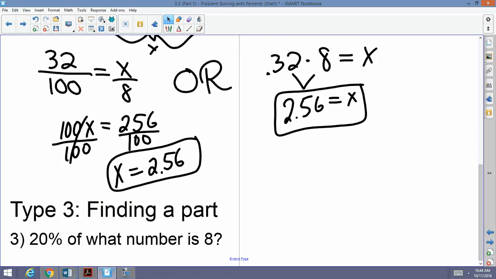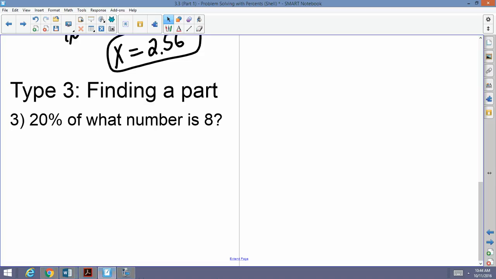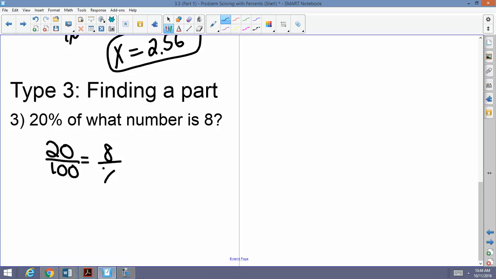Okay, next, finding the part. 20% of what number is 8 this time? Well, as far as proportion goes, we got percent over 100 equals is, which is 8 this time, over of, which is x, because we don't know the of. Or, if that just doesn't make sense, 20%, that's 0.2, times what number x is means equals 8. So either way, we could do this, okay?